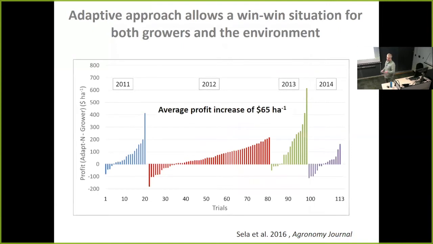And of course, if you reduce your N inputs and you don't reduce your yield, you increase your profit, and AdaptN leads to an increase of $65 per hectare, which is a significant increase. It just proved that it could be a win-win situation. You can actually apply less nitrogen and still make it more profitable for the farmer.